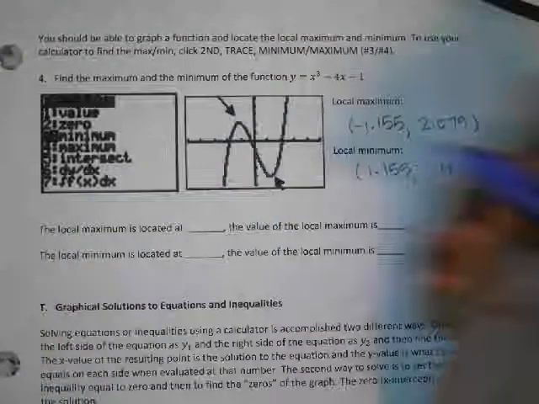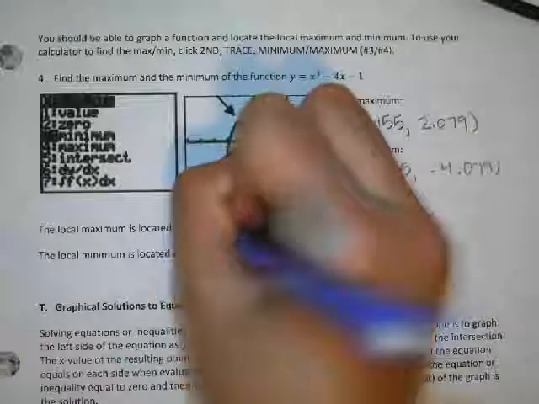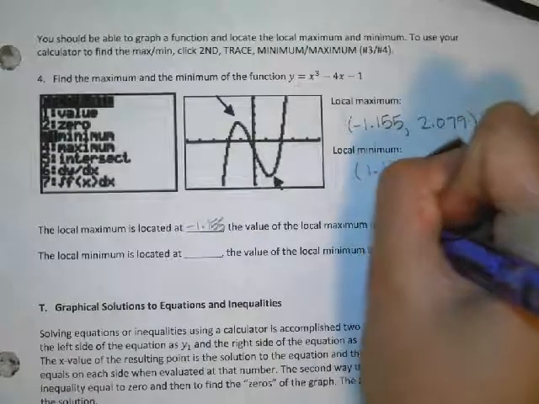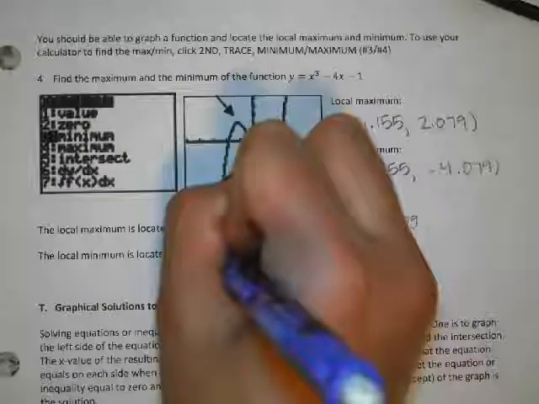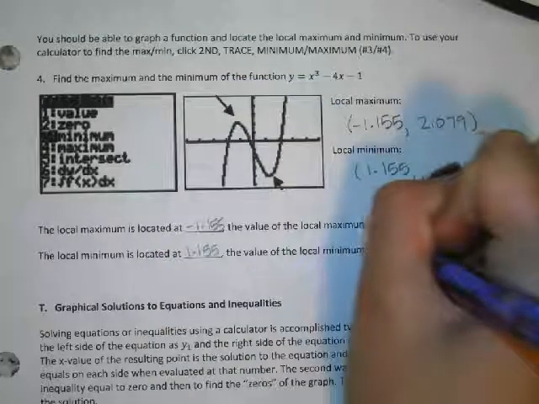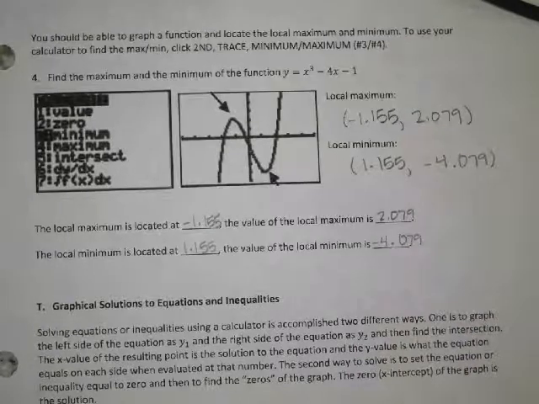So the local maximum is located at -1.155. But the value of it is 2.079. The local min is located at 1.155, but its value is -4.079. So that is something to think about.